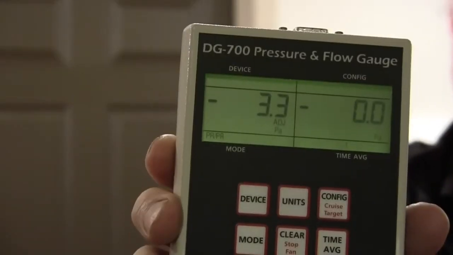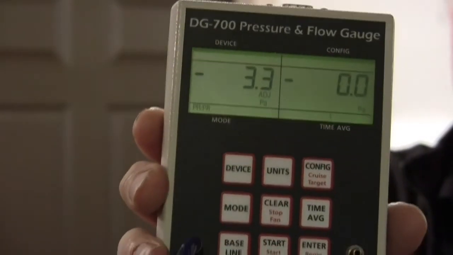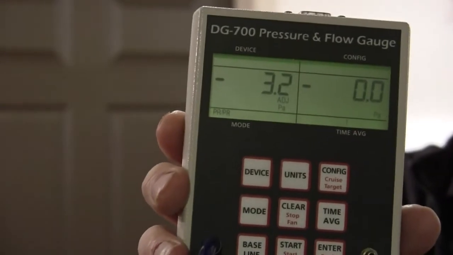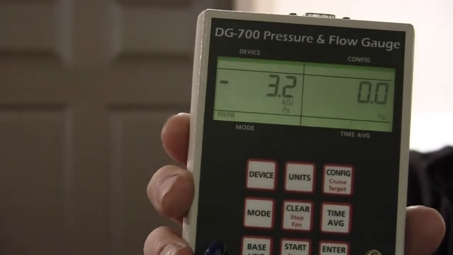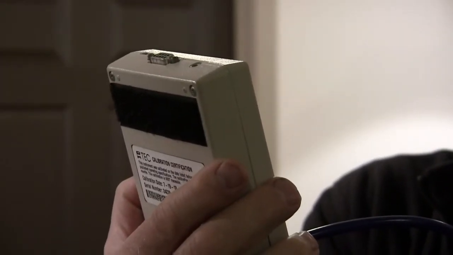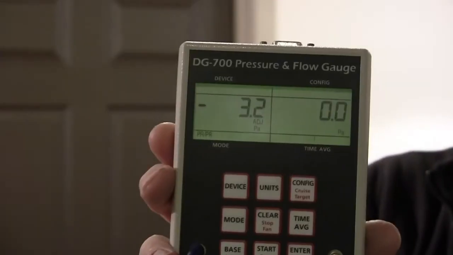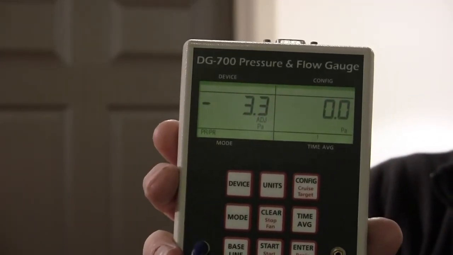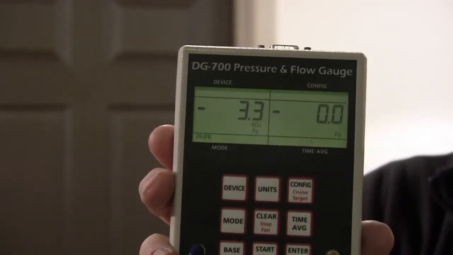All right, now I'm looking at the number, and it looks like it's about -3.5, and again we're adjusted for baseline, so it's roughly -3. Let's see, it's still bouncing around, but we have around -3 to -3.2 pascals of pressure created by the fans.